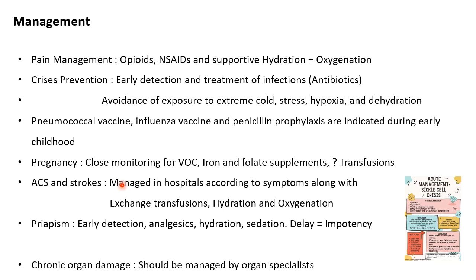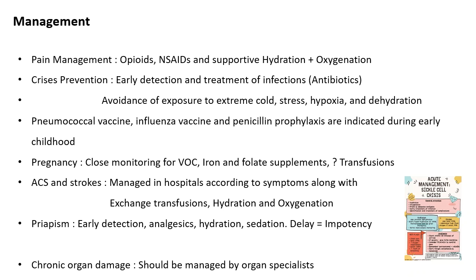Now, management, as I told you, is based on the pathogenesis, that is, increase the oxygen tension, that is give oxygenation, give supportive hydration, try to increase HbF, prevent infections, reduce the HbS concentration. Pain is managed with opioids and NSAIDs. Crisis prevention is very important. Early detection and treatment of infections is important.